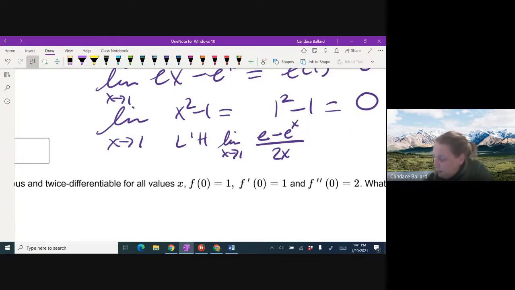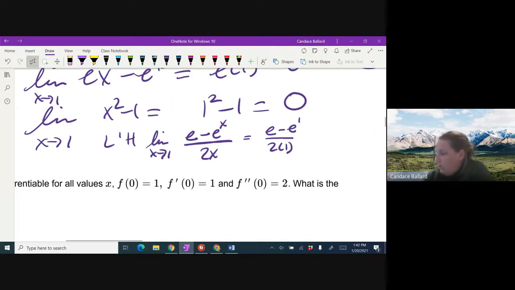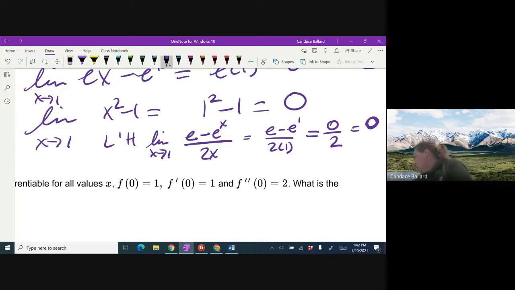And we're going to go ahead and plug in our 1. So we have e minus e to the first over 2 times 1, which is 0 over 2. That's okay, right? I'm allowed to have that. That's just the limit is equal to 0. That took care of problem 4. The next one I got on the list is problem 7.